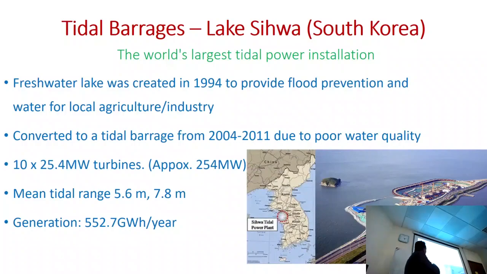And what actually happened here was they created a freshwater lake to prevent flood, but they wanted to use the water for agriculture and industry, but the water was not good, therefore they didn't have a use for the water. Then they converted it into a tidal energy generation plant.